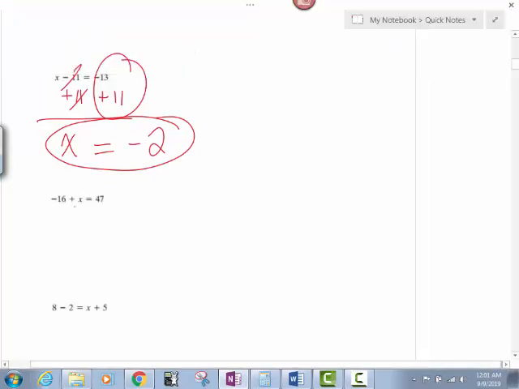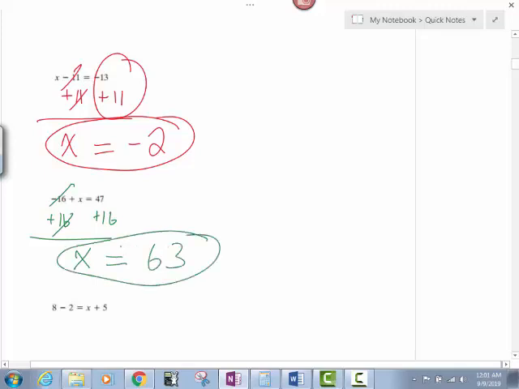Okay. Let's see. The next problem here. Negative 16 plus x equals 47. Since that's a negative 16, I want to put the opposite. I'm going to put a positive 16. Okay. So those will cancel. Our x is by itself. 47 plus 16 should give us a total of 63. Okay.